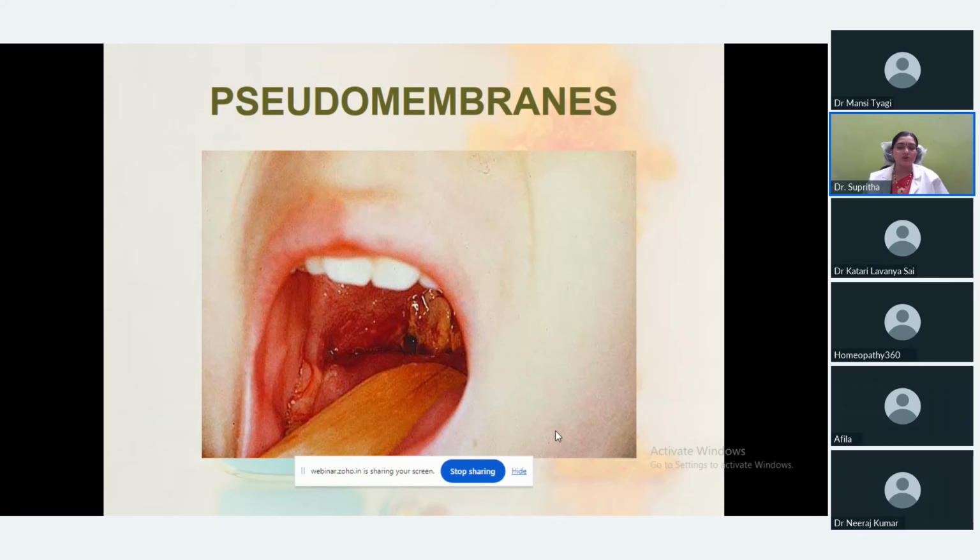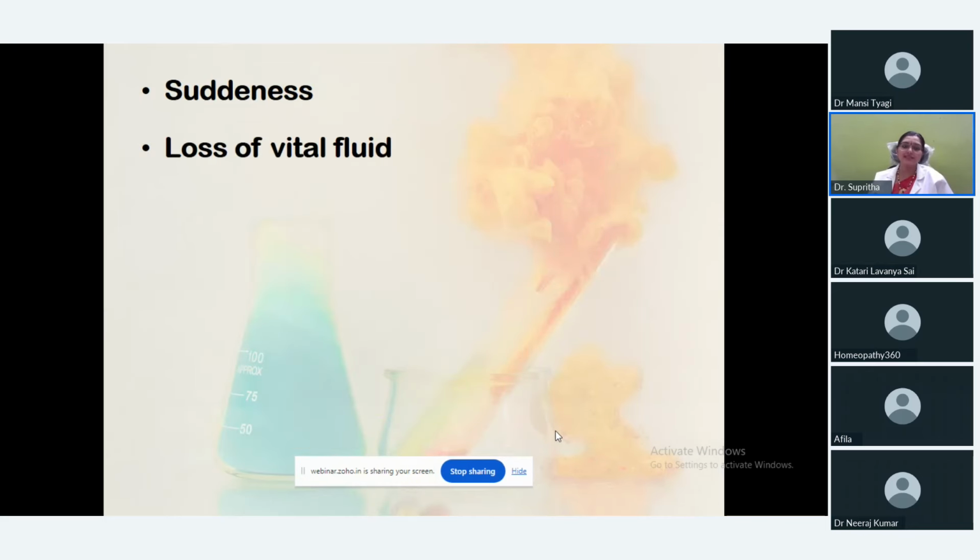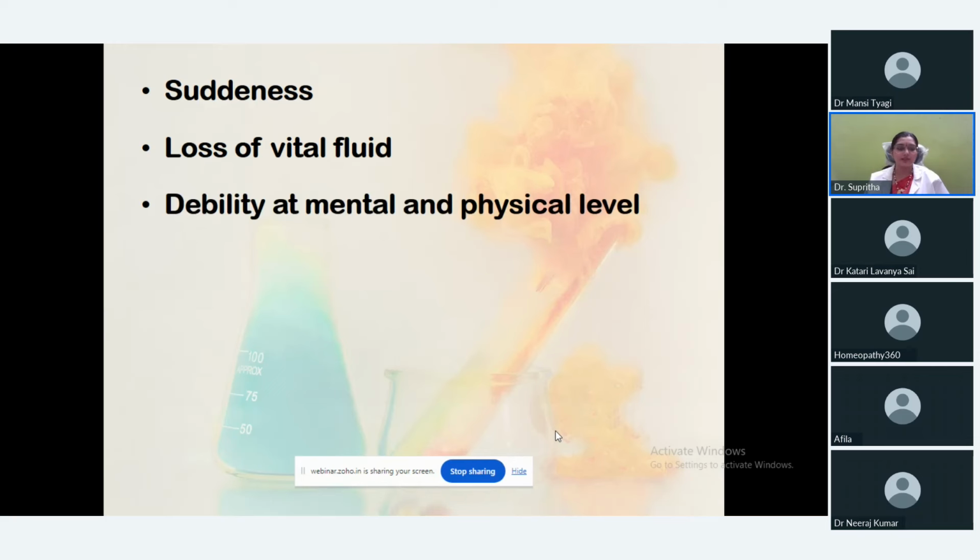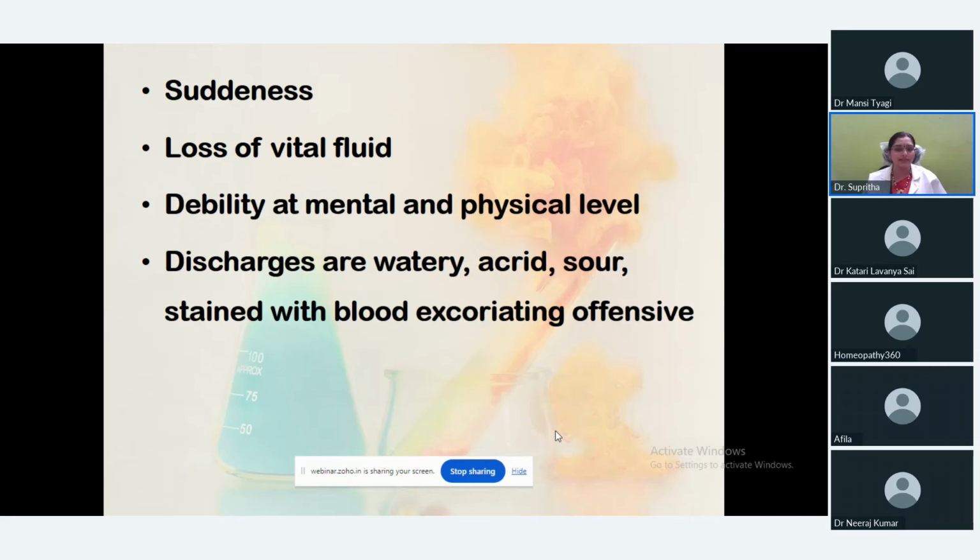Pseudomembranes. So what are the other remedies which we can indicate for pseudomembranes? Mercury group. So mercury group also has pseudomembranes. The action is upon the pseudomembranes, that is diphtheria. There is suddenness of onset or suddenness of any complaints, then the loss of vital fluids, debility at the mental and physical level.